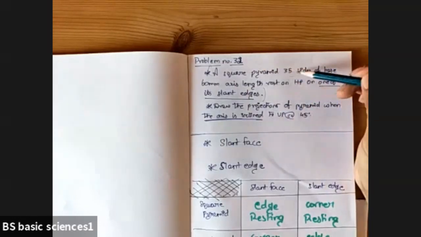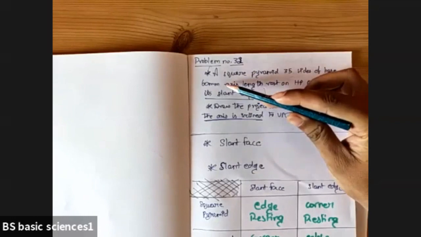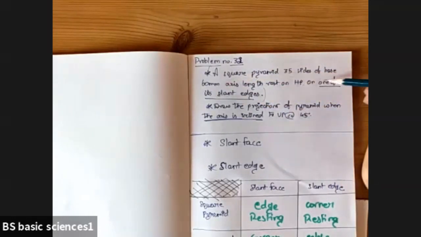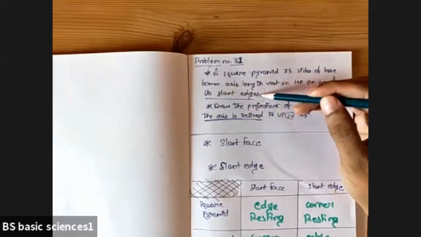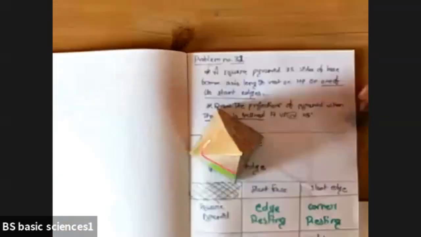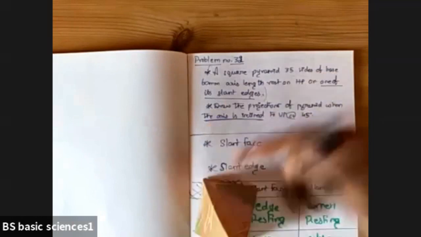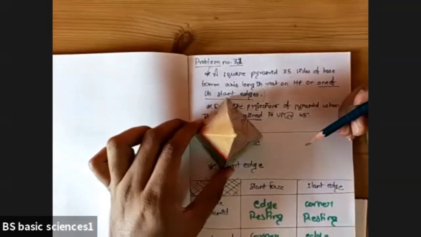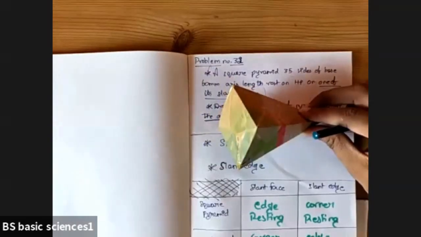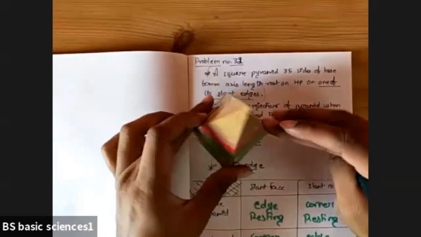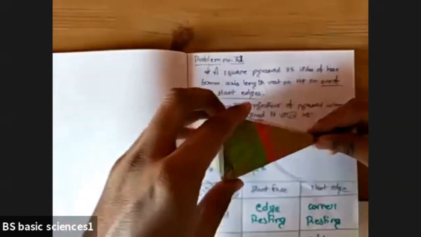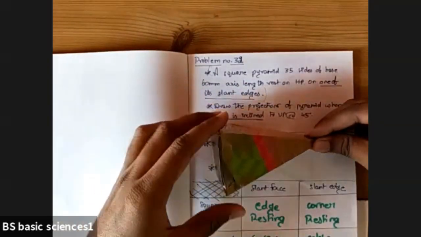A square pyramid of base side 35 mm, axis 60 mm, is resting on HP. It is resting on HP on one of its slant edges. That means, yes, this is your second condition. One of its slant edges is nothing but your second condition. What will happen? You are supposed to place it like this. This is your slant edge. You keep the pyramid on HP. After that, you're supposed to place it with one of the slant edges.